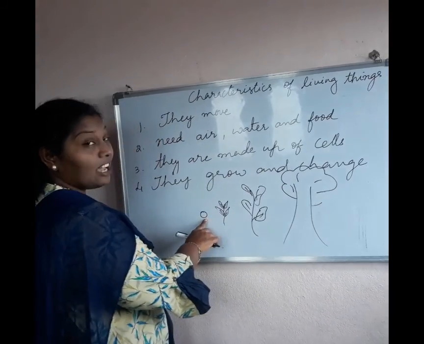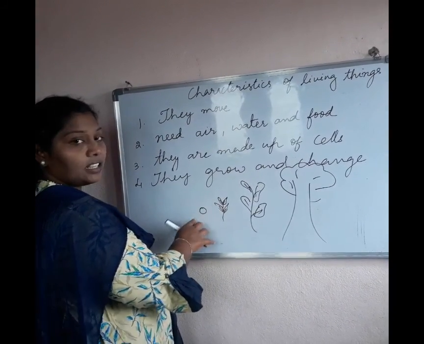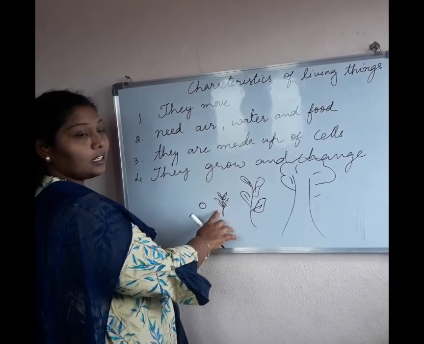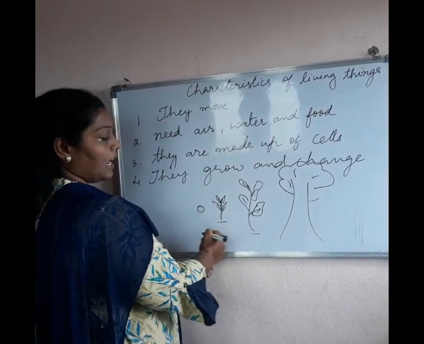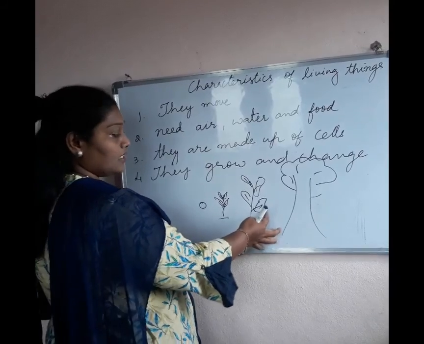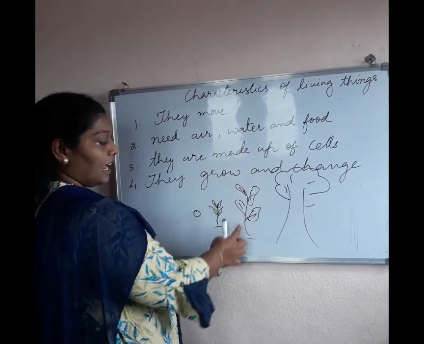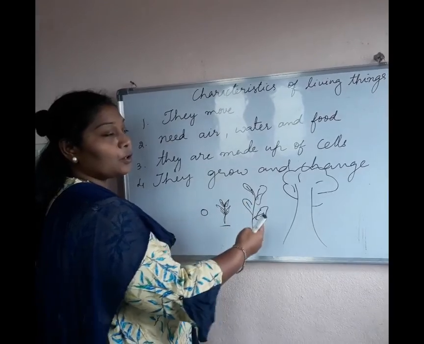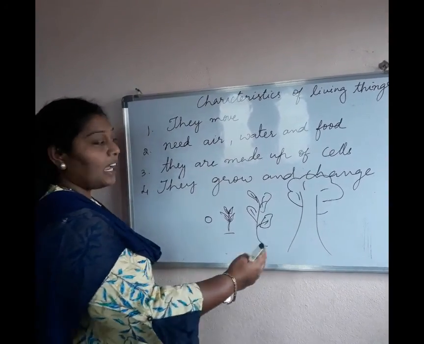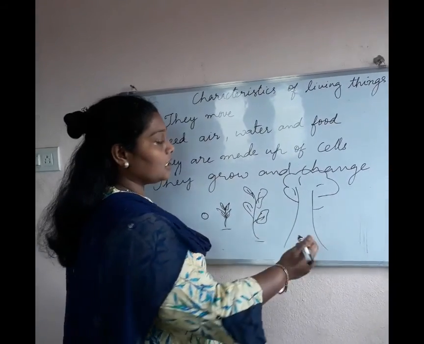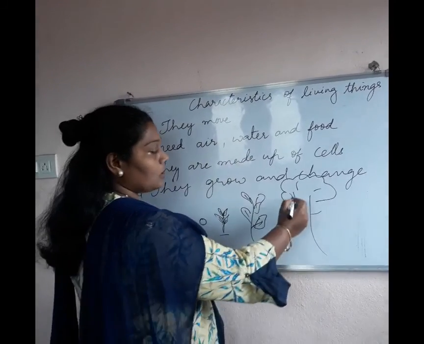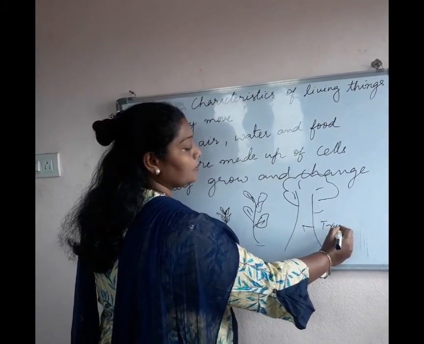Here at the start it has nothing, just a single cell. Then you start seeing the shoot and the leaves. When it becomes a plant, you can clearly see the leaves, branches and a big stem. After a few months you can see flowers and fruits on the plant. And after many years it becomes a big tree which has bigger branches and a big trunk. What is it called, children?